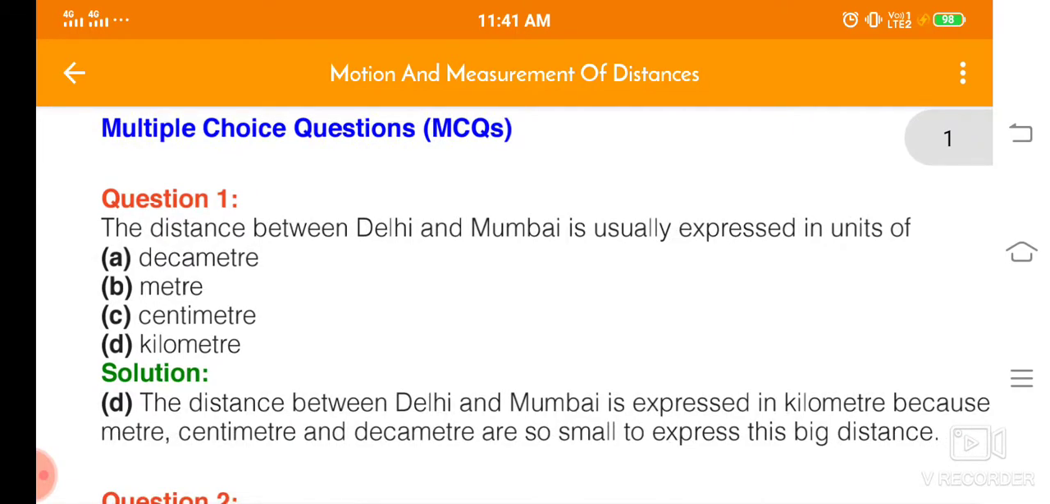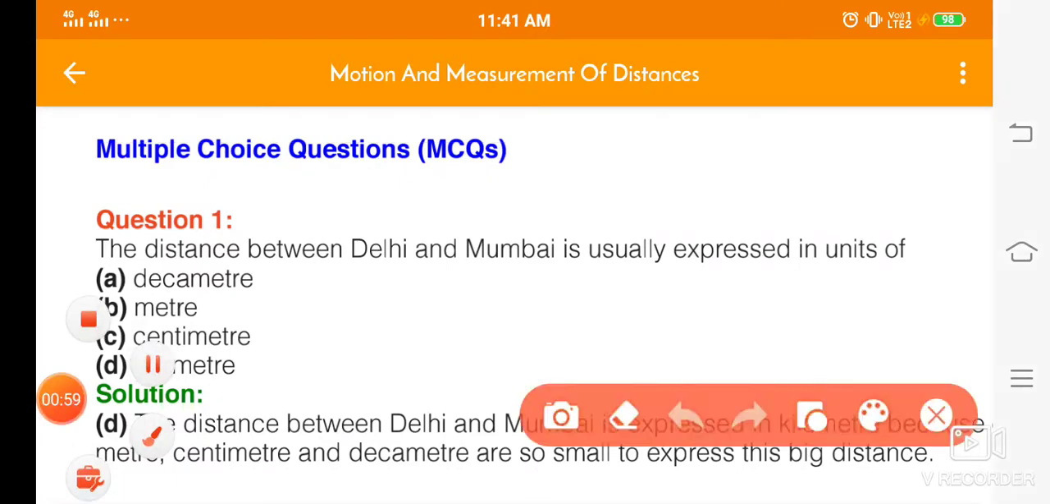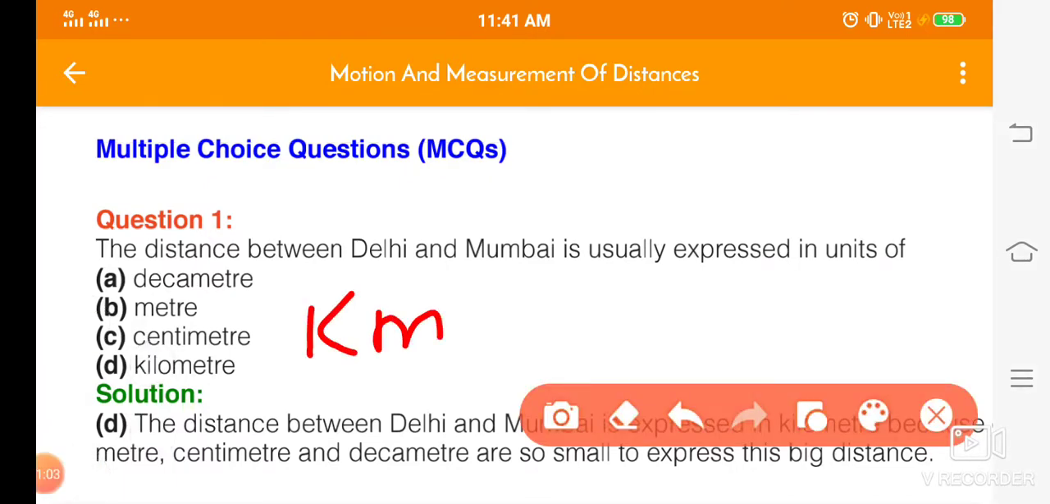Answer is D. The distance between Delhi and Mumbai is expressed in kilometer because meter, centimeter and decimeter are so small to express this big distance. So the answer is km, kilometer.